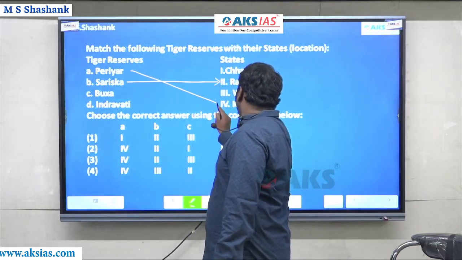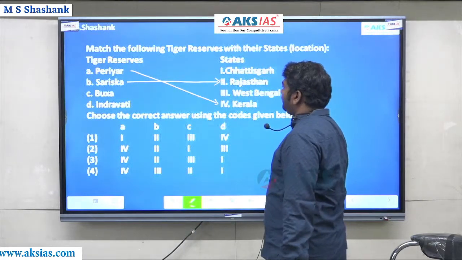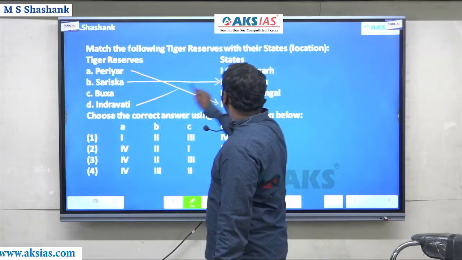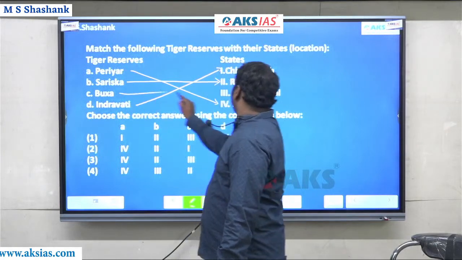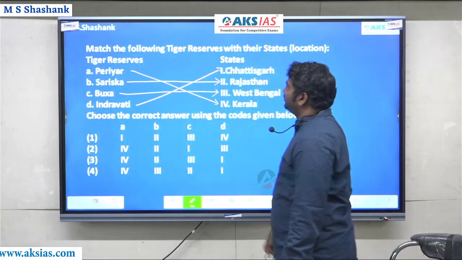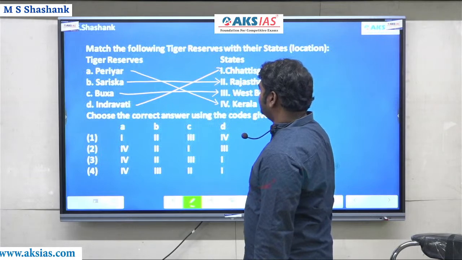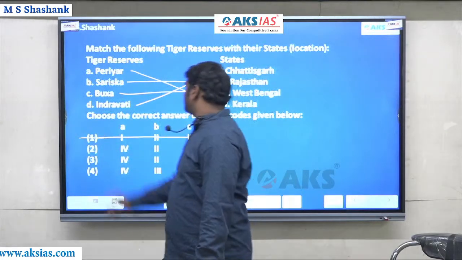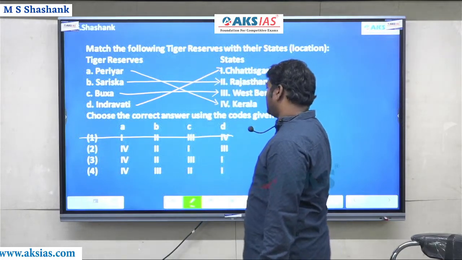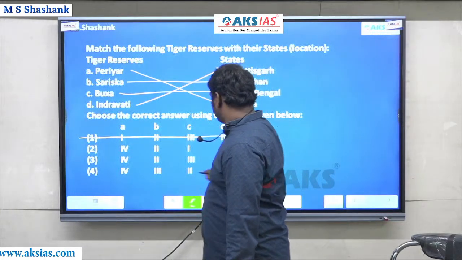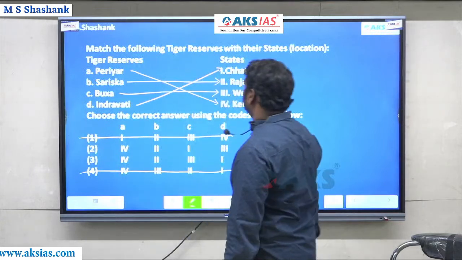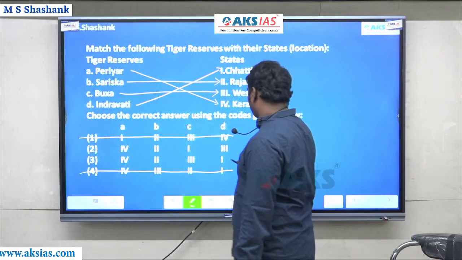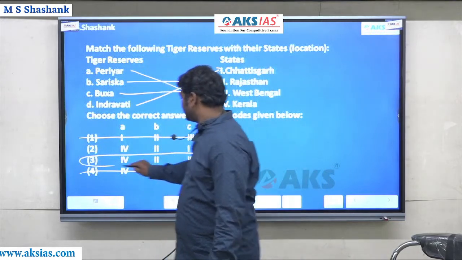Periyar is in Kerala, right? Indravati is in Chhattisgarh. Buxa, West Bengal. So A4, so you remove the first option. Sariska, Rajasthan, so you remove the fourth option, right? Buxa, West Bengal, so the third option is correct.